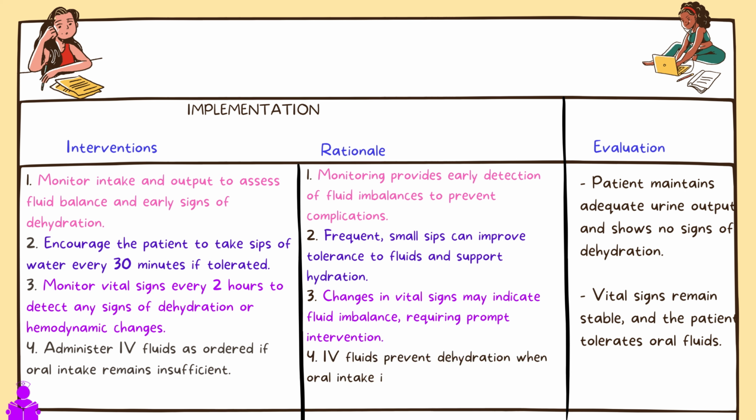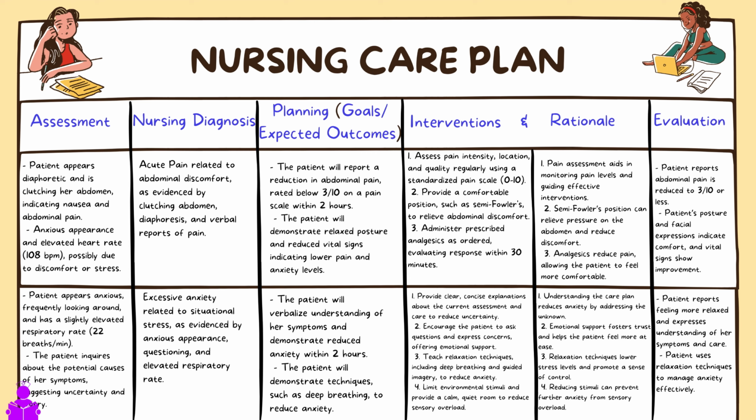Or maybe we monitor vital signs every 2 hours to detect any signs of dehydration. Why? Because changes in vital signs can indicate fluid imbalance. Or we administer IV fluids as ordered if oral intake remains insufficient. Why? Because IV fluids are going to prevent dehydration. Then we can go back to our goals we wanted to achieve. Then we can evaluate them. Maybe the patient maintains adequate urine output and shows no signs of dehydration. Or maybe vital signs remain stable and the patient tolerates oral fluid. And remember, all the potential nursing diagnoses can also be called nursing concerns.